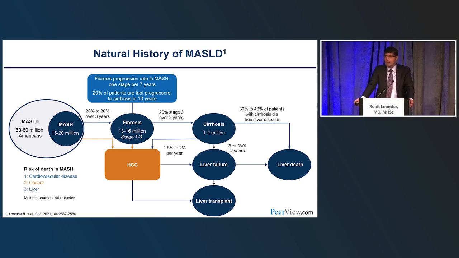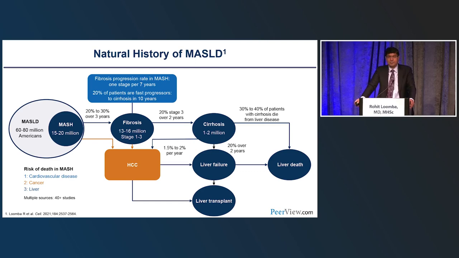Number 1 cause of mortality in patients with MASH is cardiovascular disease, number 2 is cancer, and number 3 is liver disease. In US population, general population, liver disease is 12th leading cause of mortality. In patients with MASH, it jumps to the 3rd leading cause of mortality.